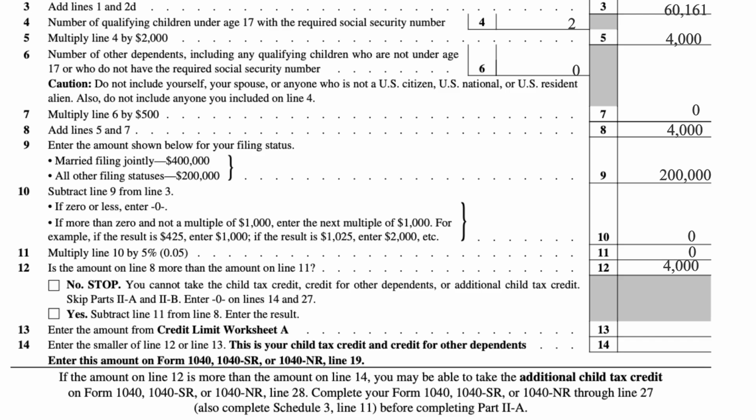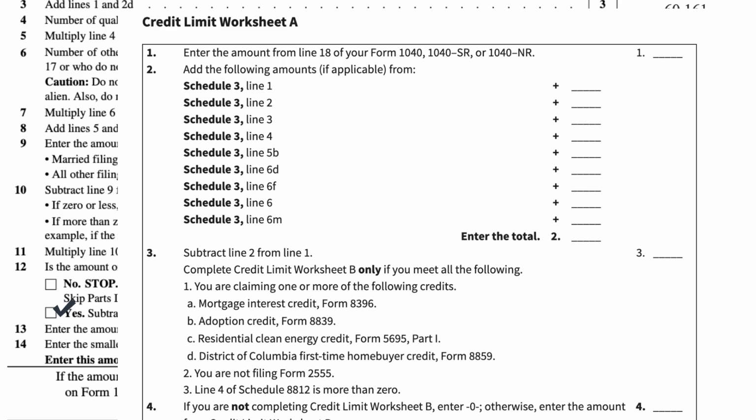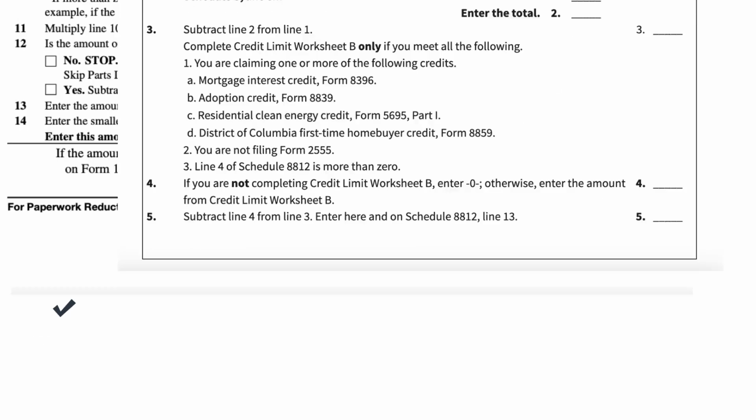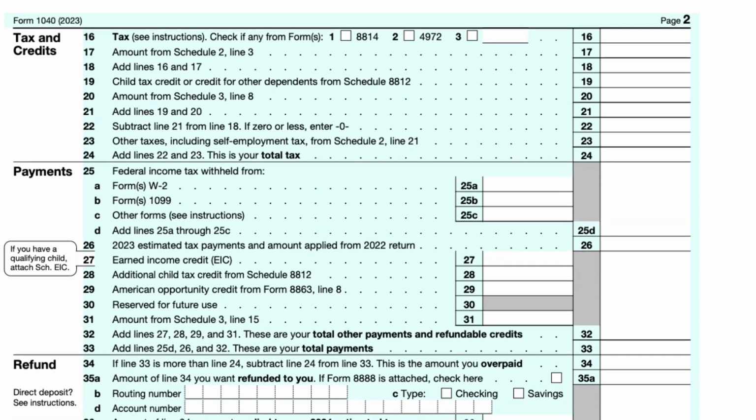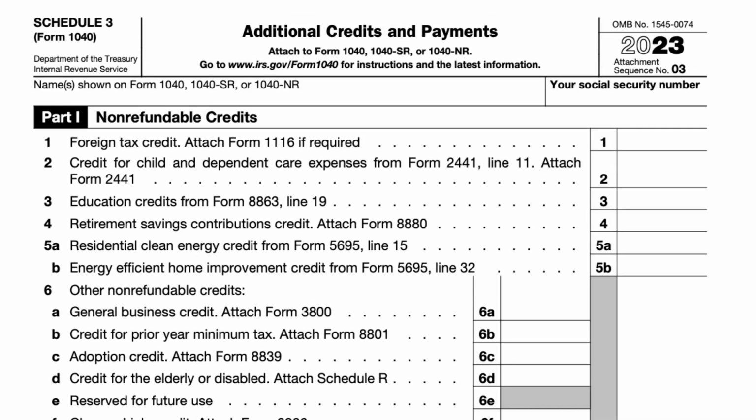On line 13, we need to enter the amount from the Credit Limit A worksheet found in the instructions to Schedule 8812. As you can see, this credit asks for a lot of amounts from Schedule 3. So we're going to finish filling out Schedule 3, and then we're going to come back to this worksheet to finish filling out Schedule 8812. Line 20 of Form 1040 uses the amount from Schedule 3, Line 8. So filling out Schedule 3 will help us be able to fill in Line 20 of Form 1040. We're going to now go to Schedule 3 to learn how to fill it out.